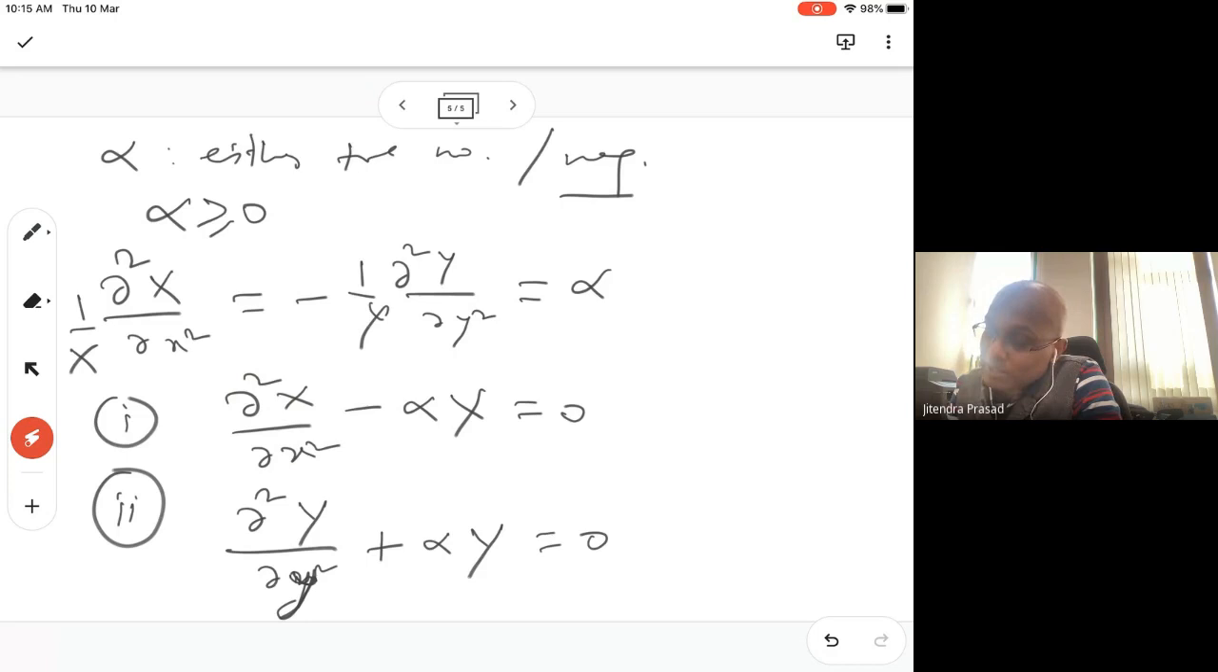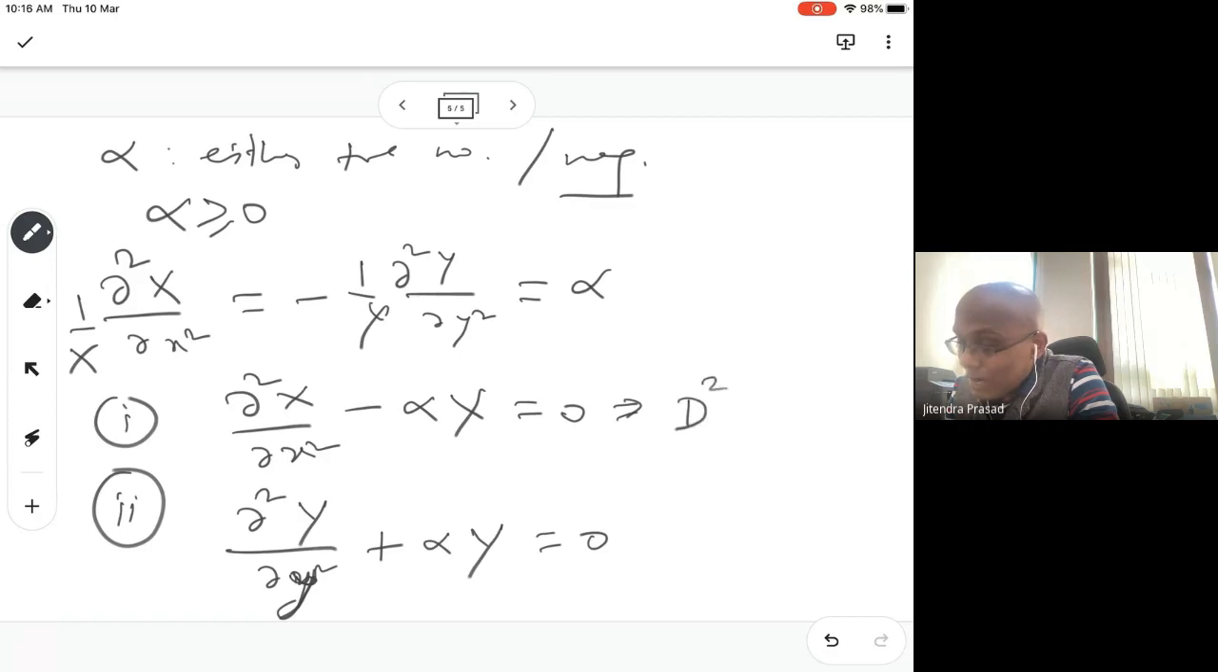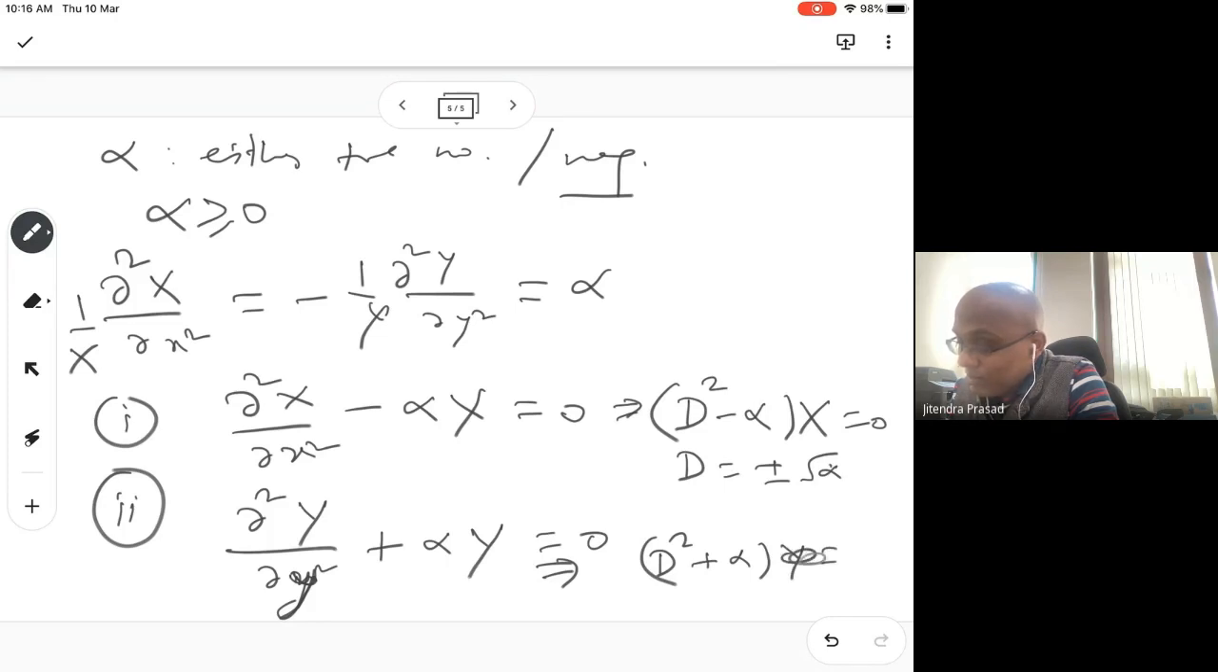Now, what is the solution if alpha is positive? Remember that. You can solve it like this: D square minus alpha X equal to 0, and D equals plus or minus root alpha. And in this case, what do you get? D square plus alpha Y is equal to 0.